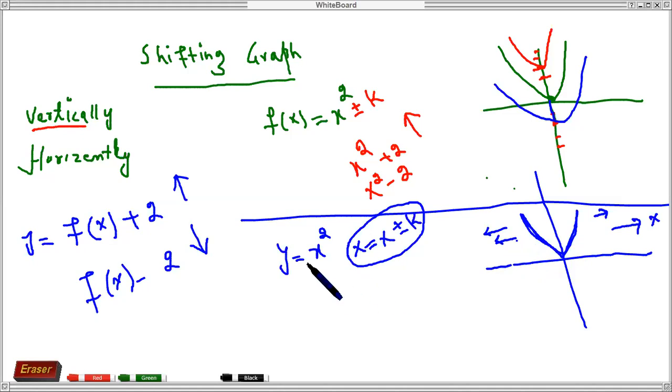For example, if you replace x with x plus 2, in this case you have x plus 2 whole square.